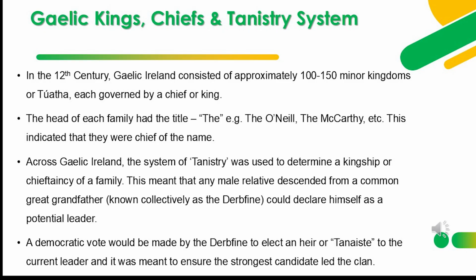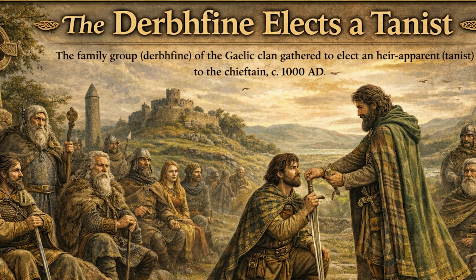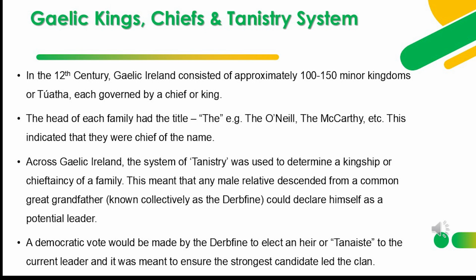And a democratic vote would be made amongst the members of the derbfine to elect an heir, or Tanaiste, to the current leader. So this would mean that once the current leader would pass on or retire, which they could sometimes do, the strongest candidate would then be in a position to take over the clan. And a lot of people heralded this as an example of how great and enlightened Gaelic Ireland actually was. And in fairness, there is some merit to the idea of a democratic vote to determine the next leader.